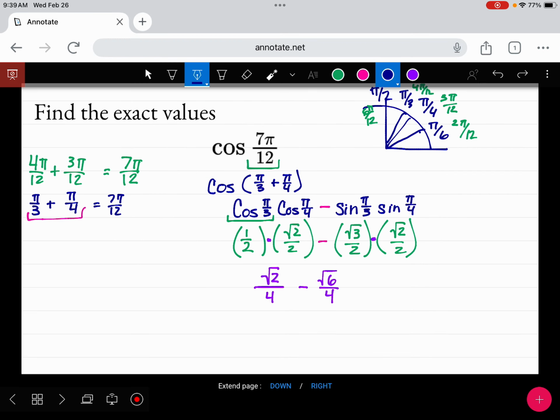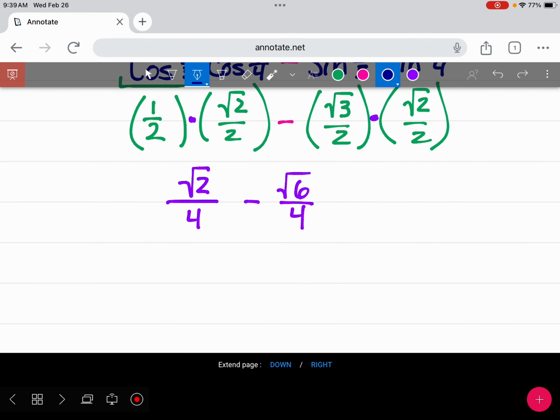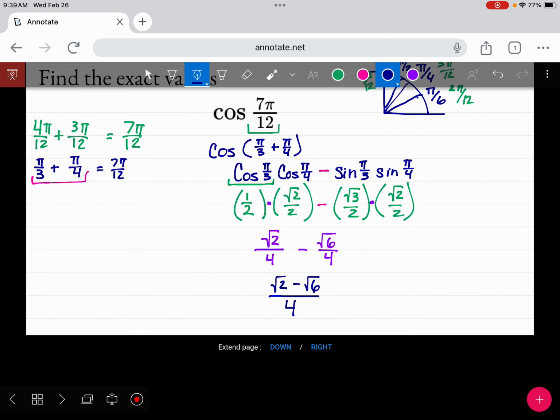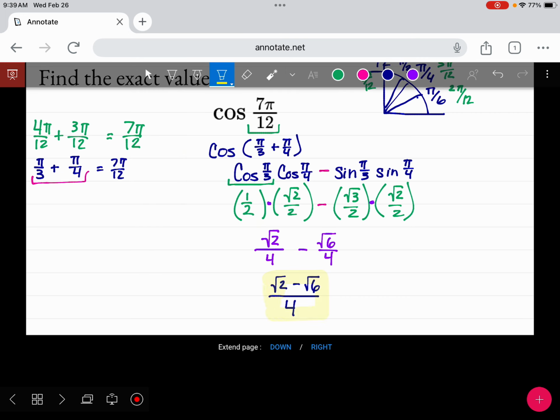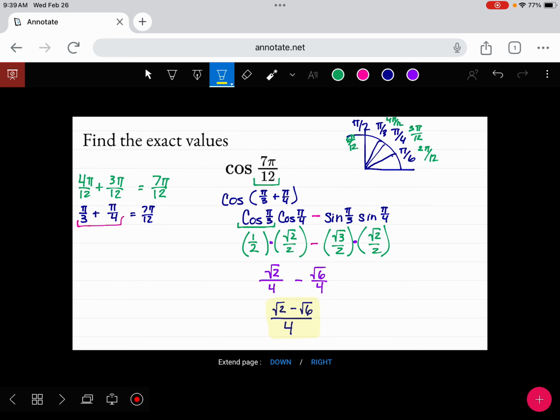So the cosine of 7 pi over 12 is this little messy friend down here, root 2 minus root 6 over 4. Okay, so there's our answer. Let's do one more.